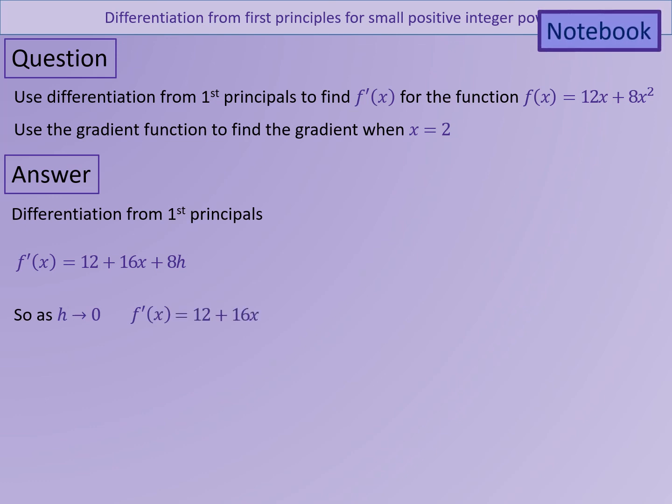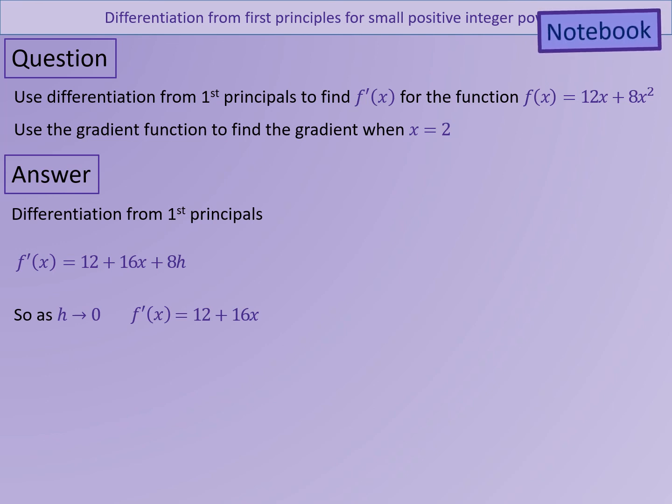So the final step is to say what happens as h gets closer to 0. Never talk about h equaling 0. Always talk about what happens as h gets closer to 0. And what will happen as h gets closer to 0 is that f dashed x will equal 12 plus 16x, because the 8h will disappear. And that is my gradient function.